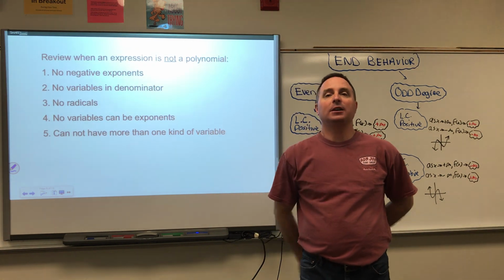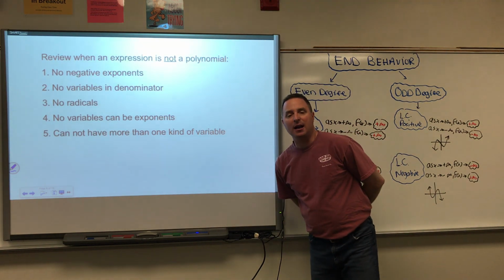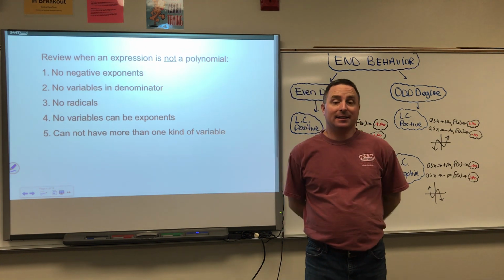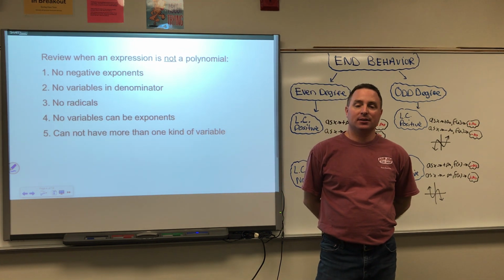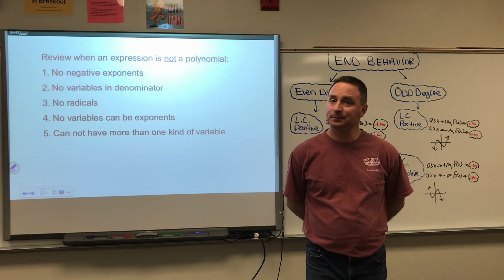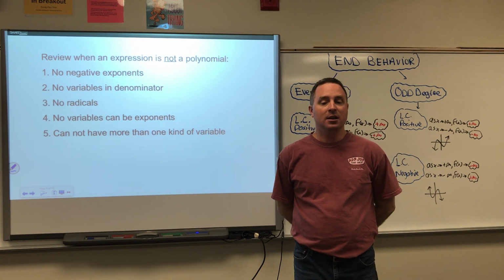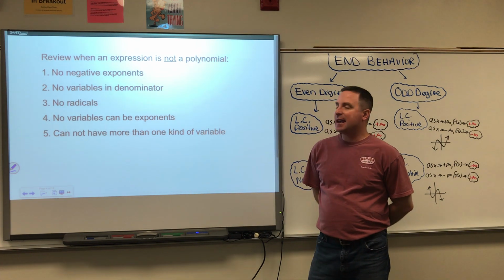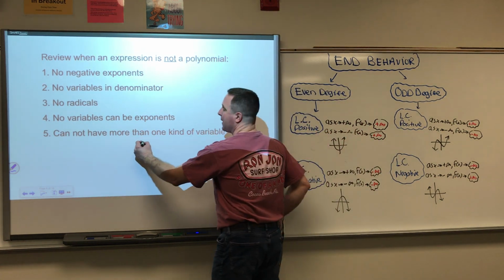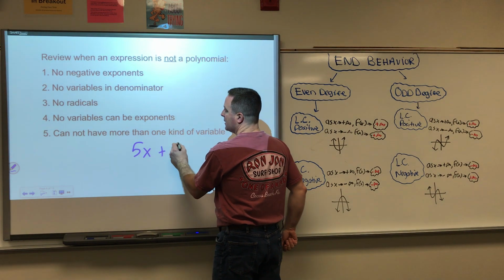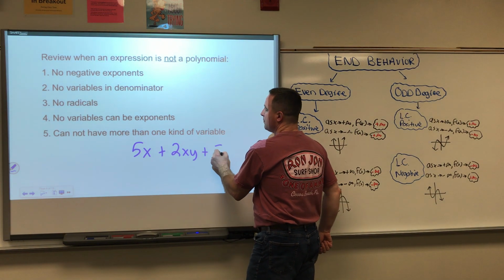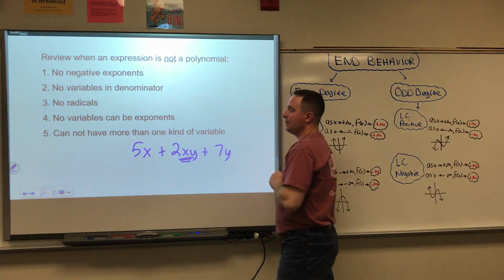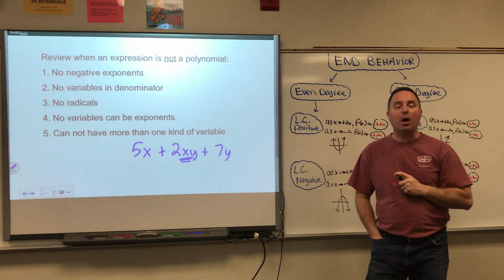Okay. We talked about this also in a previous lesson about how to determine whether or not something is even a polynomial. Okay, and as it says there, we can't have negative exponents, we can't have variables in the denominator, we can't have radicals, no variables can be exponents. And this last one here where we can't have more than one kind of variable. What I mean by that is if I have like a 5x plus 2xy plus 7y, okay? I can't have a term that has both an x and a y in it.